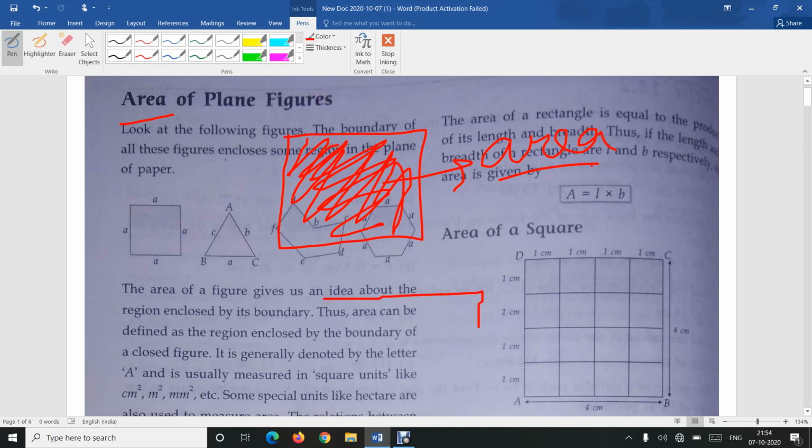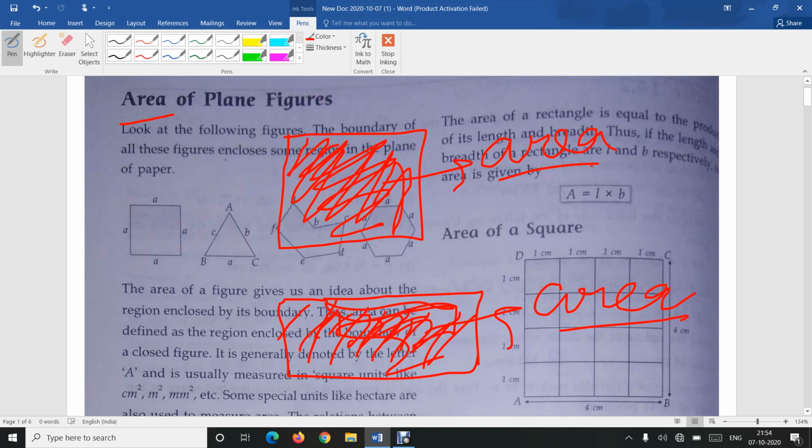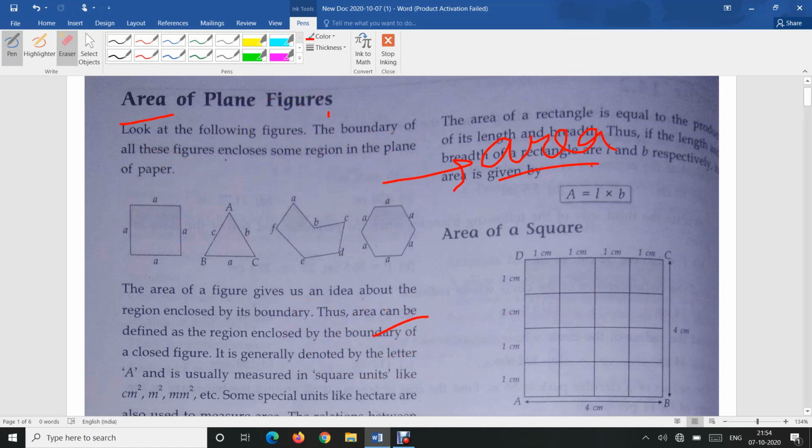Similarly, if we have a rectangle, and when we are talking about the entire space of this rectangle, meaning the inner space of this rectangle, then we are talking about the area. So basically the entire space of any figure is called the area of that figure. Similarly, if we have a triangle, then this entire space is the area of this triangle. That means the entire space in a closed figure is called the area of this figure.